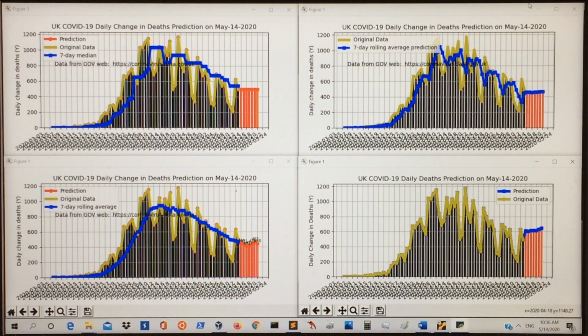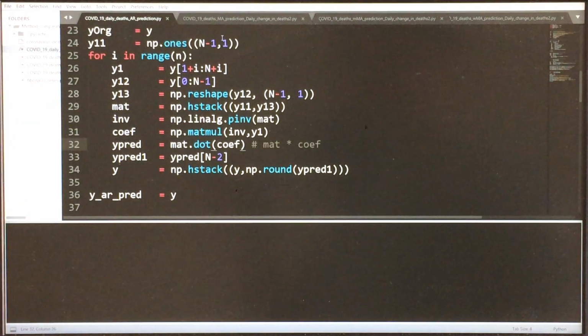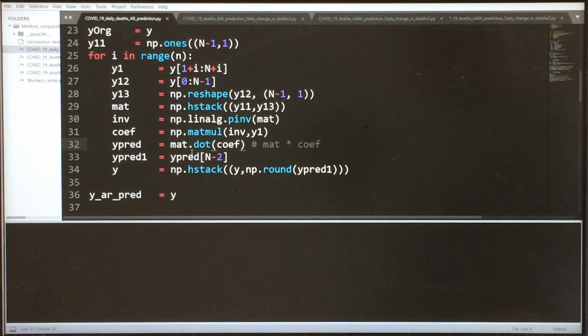this one. So this requires linear algebra. Y11 is np.ones, with coordinates of n minus 1, 1. Then for i in range n, so we'll do it 7 times, Y1 equals Y1 plus i to n plus i.